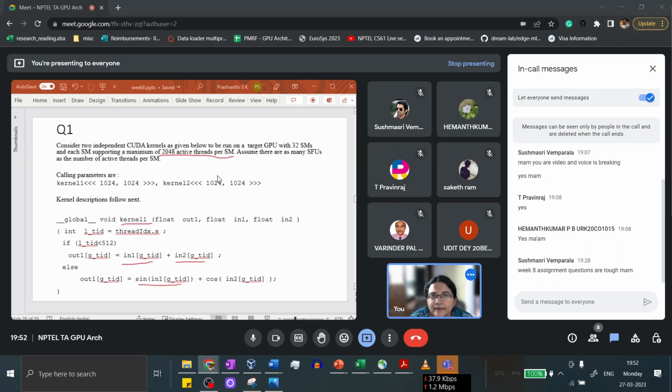Now going back, here are the architectural details, right? 32 SMs, 2048 active threads per SM, and these are your launch parameters, and this is your kernel 1. I'll wait here for maybe 15-20 seconds and go to the next kernel and take 3 to 4 minutes to solve this, and then we'll discuss the answer together.